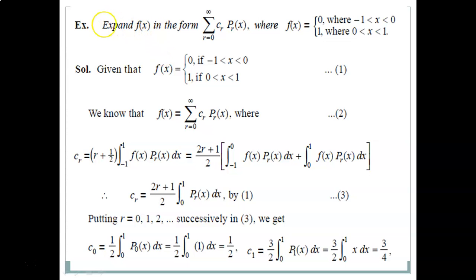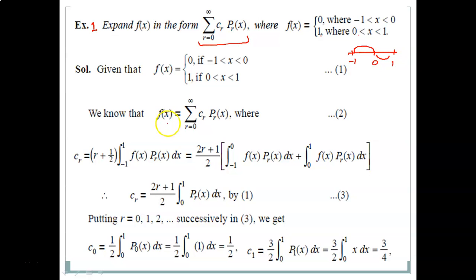Now the example is here, example 1 regarding this. Suppose you have to expand this f(x) in this form, where the value of f(x) is given to you. The value is 0 when x lies between -1 and 0, and the value is 1 when x lies between 0 and 1. In fact, we have broken the interval -1 to 1 in two parts. Whenever x is from -1 to 0, the value of the function is 0. When you take x from 0 to 1, the value of the function is 1. So we have this function.